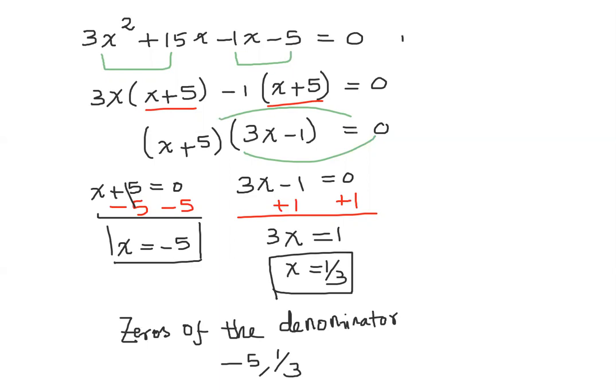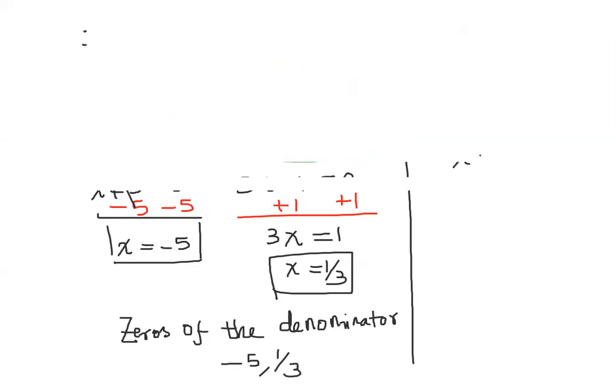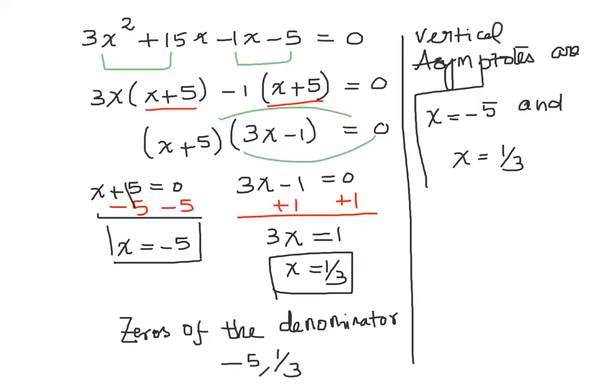So the vertical asymptotes are x equals -5 and x equals 1/3. Because asymptotes are lines, you have to write the answer like x equals, because it's a vertical line. And we have reached the end of this review.